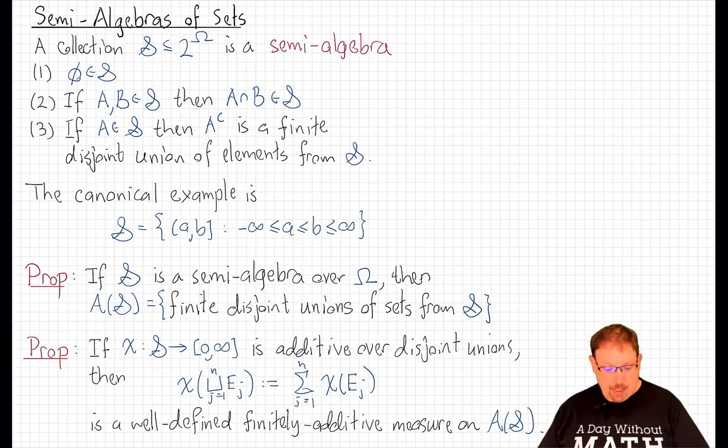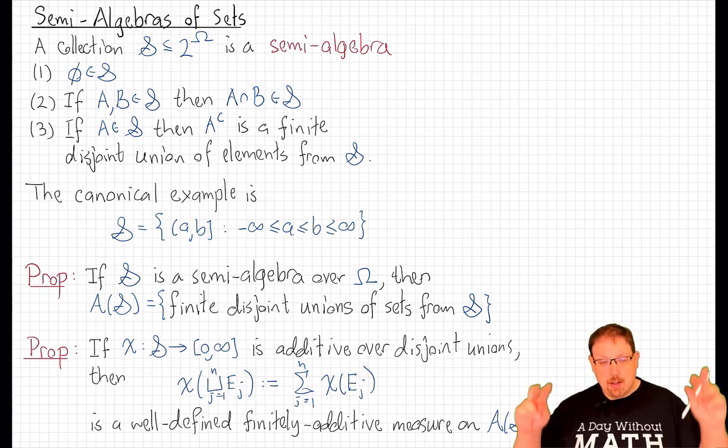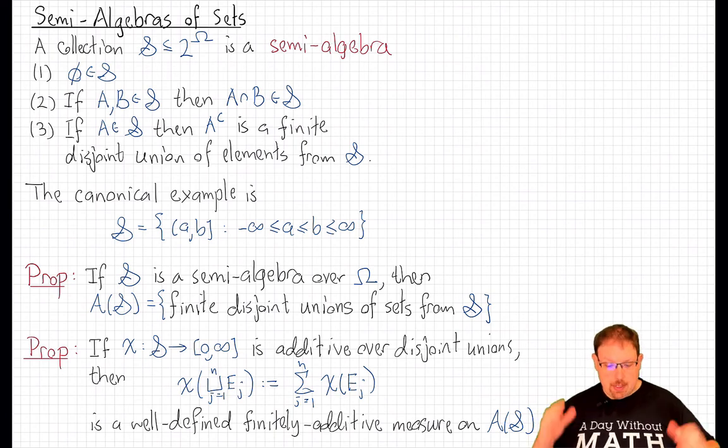The complement of any set in the semi-algebra is required to be a finite disjoint union of elements from the semi-algebra. The canonical example, the one motivating all of this for us, is the collection of all half-open intervals in the real line, including the full real line, for example, which is the interval from minus infinity up to infinity closed, because for us, intervals are always contained in the real line. This semi-algebra of intervals generates as a sigma field the full Borel sigma field over the real line.